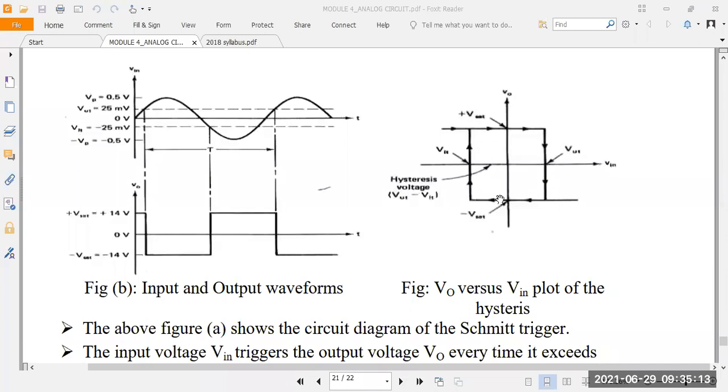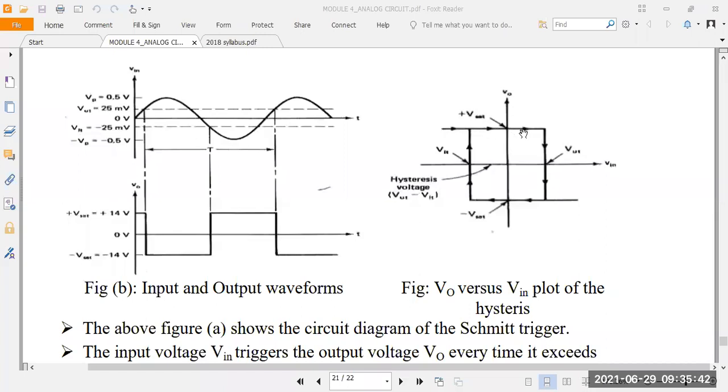First take the upper threshold voltage. What is the upper threshold voltage here? 25 millivolt. What is the maximum Vin voltage here? 0.5 volt. Same way, set the lower threshold voltage. How much here? Minus 25 millivolt. What is the maximum negative voltage here? Minus 0.5. Next, what is the maximum saturation voltage here? 14 or 15 volt. What is the negative saturation voltage here? Minus 15 volt.